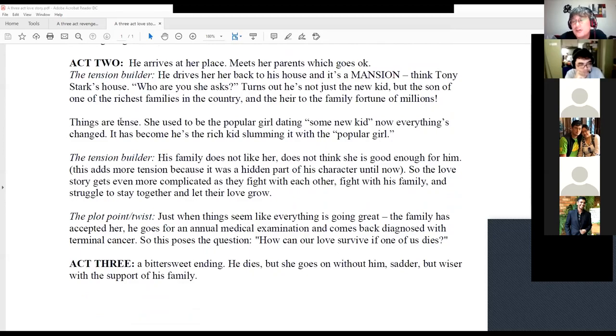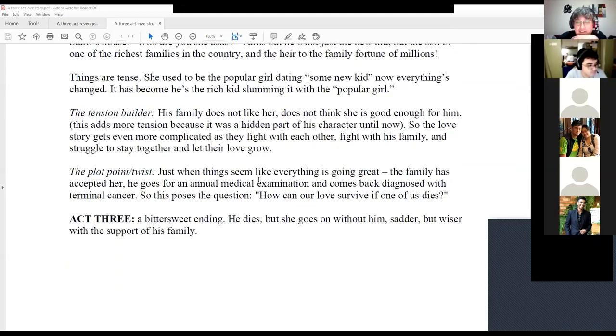She's the popular girl who was dating the new kid. Suddenly, it's become the case that he's the rich kid slumming it with the popular girl. And so you twist everything around. You give them the change. You give the rising tension, you know? And here, of course, you always have the interfamily drama, where his family does not approve of her because she's not good enough for him, you know?